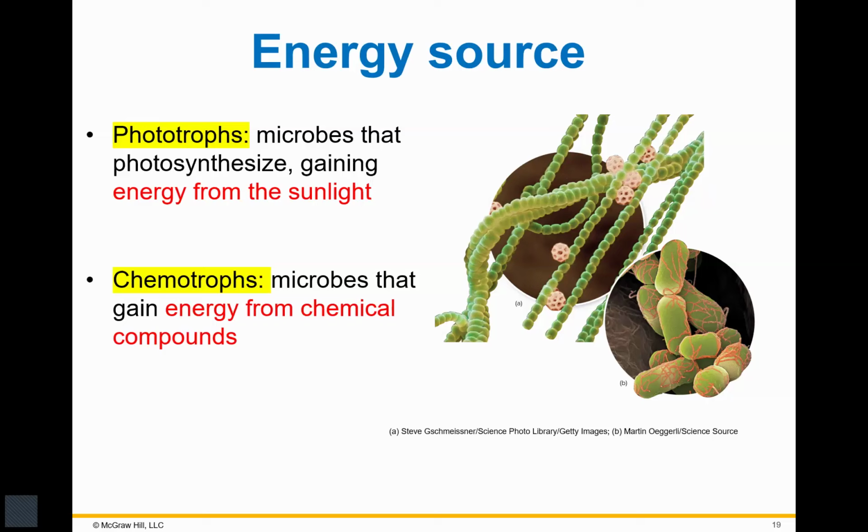The second energy classification would be chemoautotrophs. So these can oxidize inorganic compounds, and this is very typical for nitrifying bacteria. You can also have chemotrophs. So these are microbes that can gain their energy from chemical compounds. So you either obtain energy through sunlight as a phototroph, or you can generate your energy through chemical compounds.